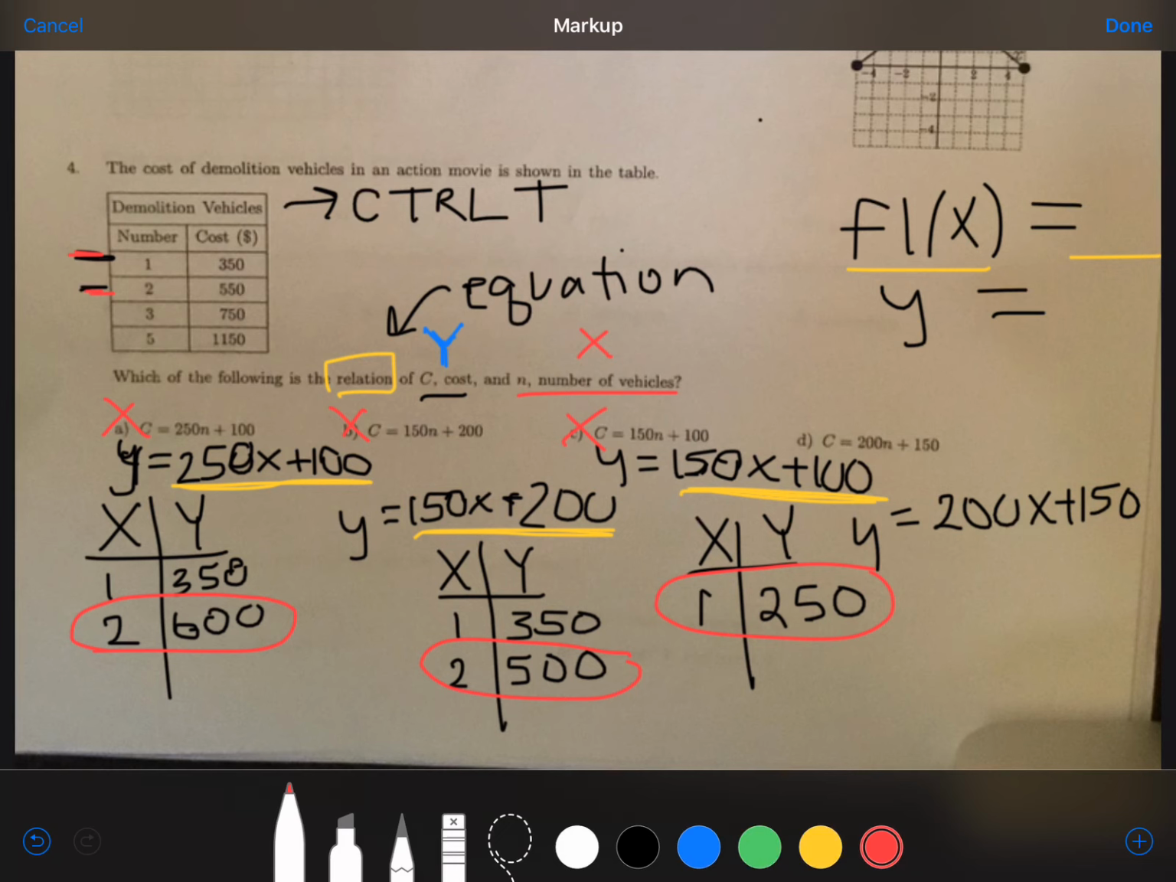Now, Miss James, if I was like the most amazing teacher, yes, I would check D. But I think I have enough work to show that A, B, and C are all wrong, which means that the only answer that we have left is D.